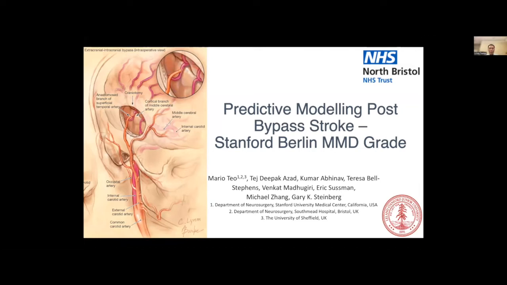Essentially, these are ideas about trying to come up with a grading system for Moyamoya disease that is more practical, just like the Spetzler-Martin grading system for AVM. The topic of my title is Predictive Modeling for Post-Bypass Stroke Risk, and we call this the Stanford-Berlin Moyamoya grade. It's a collaborative work between different centers, including California, Stanford, here in Bristol, and also some of my collaborators in Johns Hopkins.